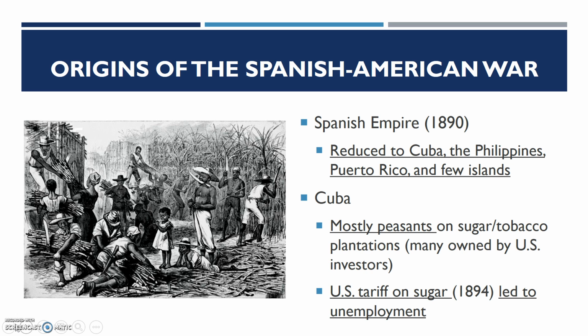Cuba, in particular, was a big part of the Spanish Empire, and it was populated by mostly peasants who worked on the sugar and tobacco plantations, and many of these plantations were owned by U.S. investors. In 1894, the United States placed a tariff on imported sugar, and this led to a high rise of unemployment and poverty on the island of Cuba.